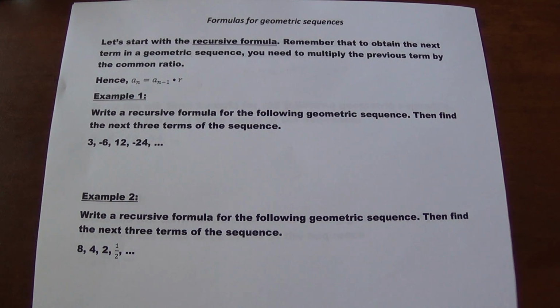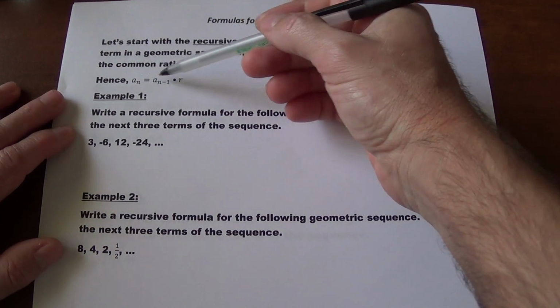Hi, today we're going to talk about how to write formulas for geometric sequences. There are two different formulas that you can use. One of them is called the recursive formula. In the recursive formula, we need to remember that in a geometric sequence, to get each next term, you take the previous term and multiply it by the common ratio, which is r. So that's exactly what it's going to look like.